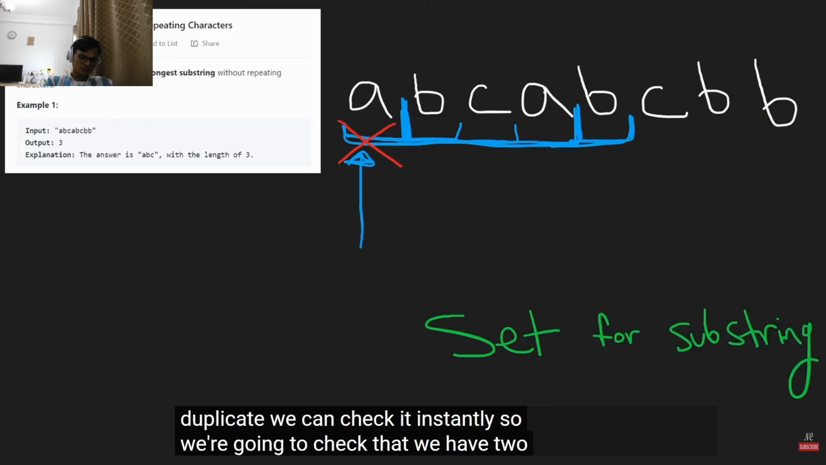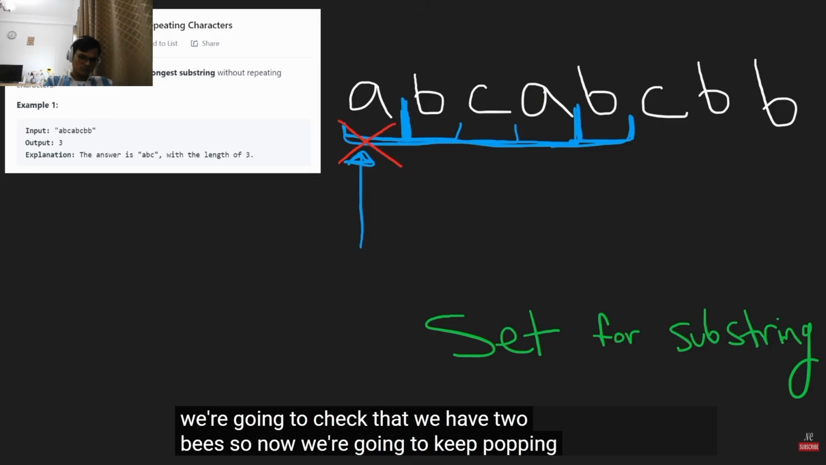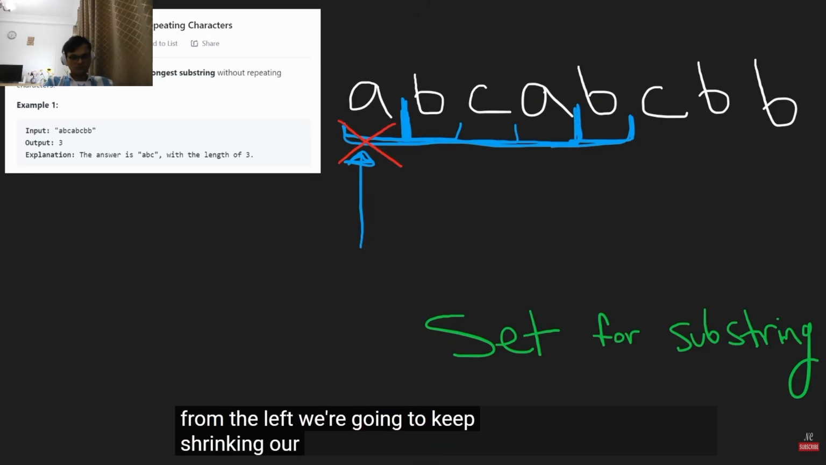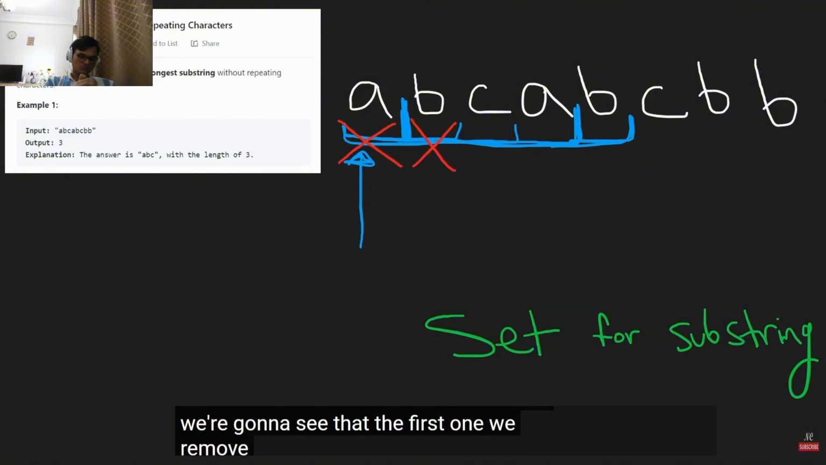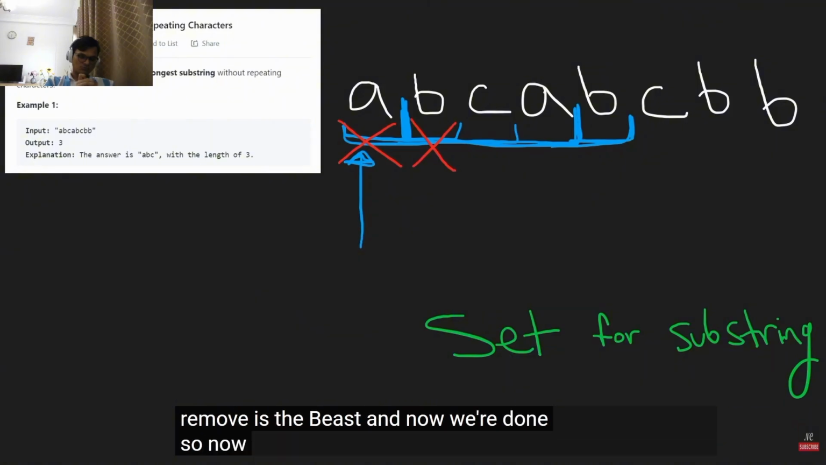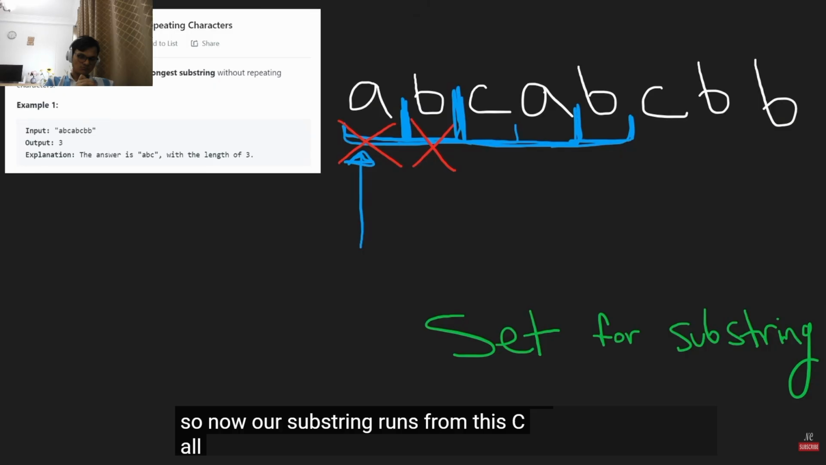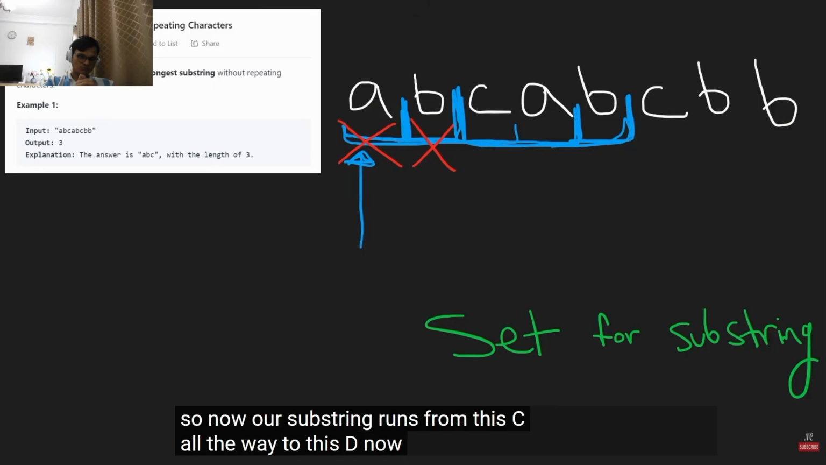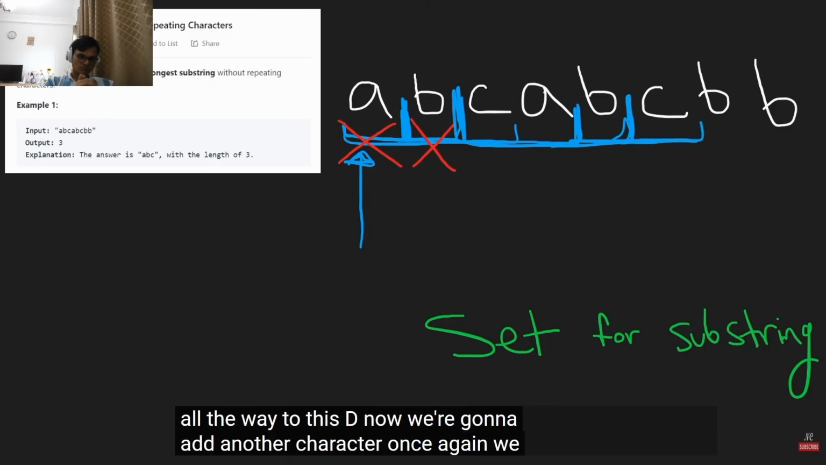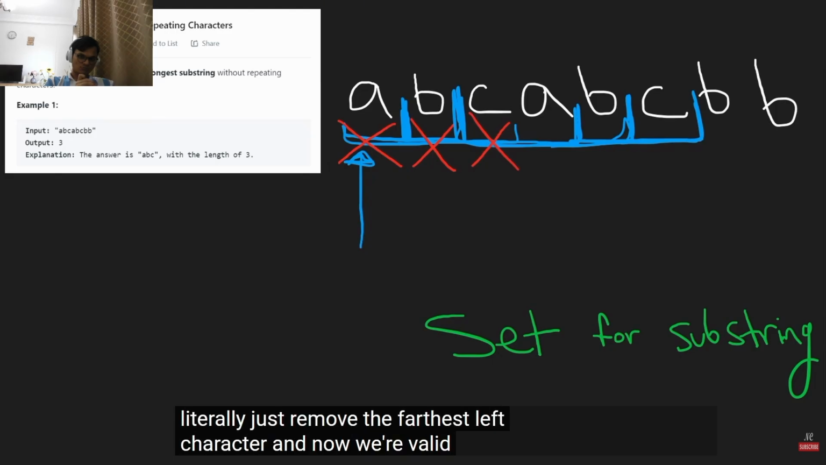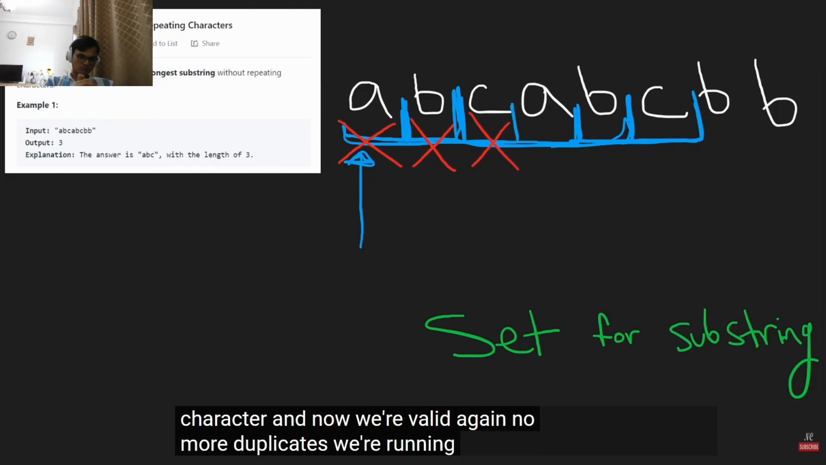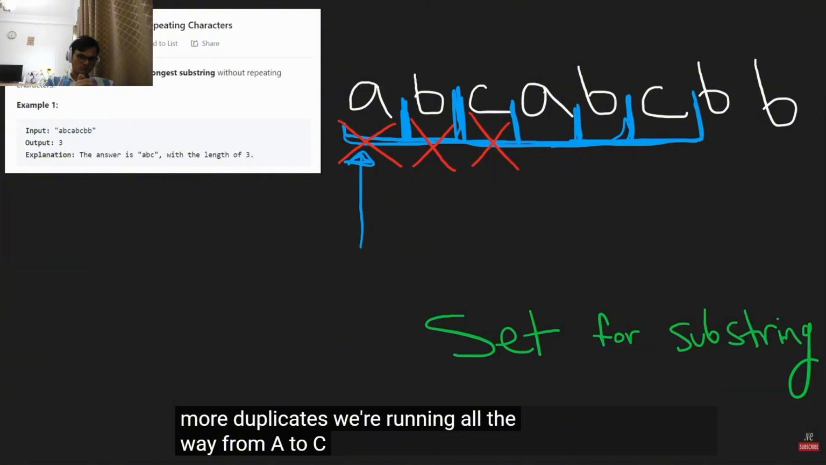So we're going to check that we have two B's, so now we're going to keep popping from the left. We're going to keep shrinking our window from the left until we remove a B. And we're going to see that the first one we removed is the B, so now we're done. So now our substring runs from this C all the way to this B. Now we're going to add another character. Once again, we have a duplicate. And once again, we can literally just remove the farthest left character, and now we're valid again. No more duplicates. We're running all the way from A to C.